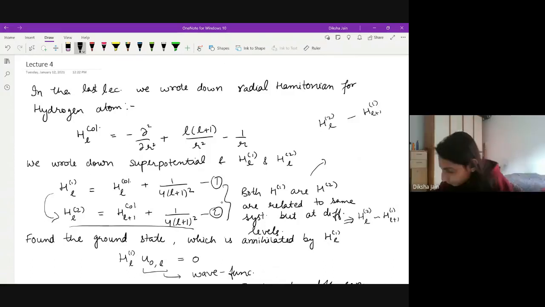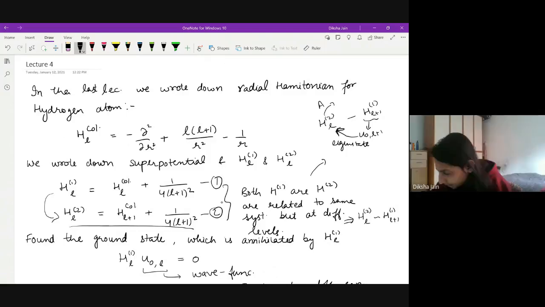Yes. So by finding the ground state of H2 of L plus 1, sorry, H1 of L plus 1, you can find the eigenstate of H2 of L. Now, from supersymmetry, we know that the eigenstates of H2 of L are related to the eigenstates of H1 of L by applying a dagger operator.